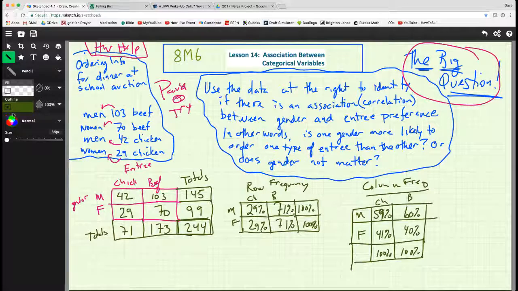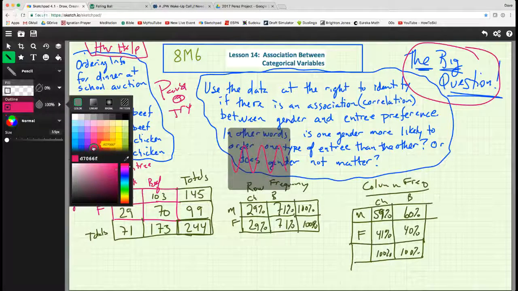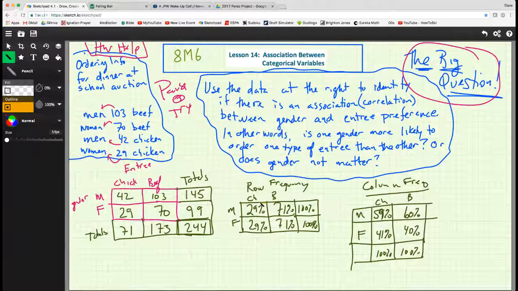So now what we're going to do is compare our rows and see if they're different. And the answer is no, they're the same. And let's look over here at our columns. 59 and 41 and 60 and 40. These are very close. So we're going to say there is no association.